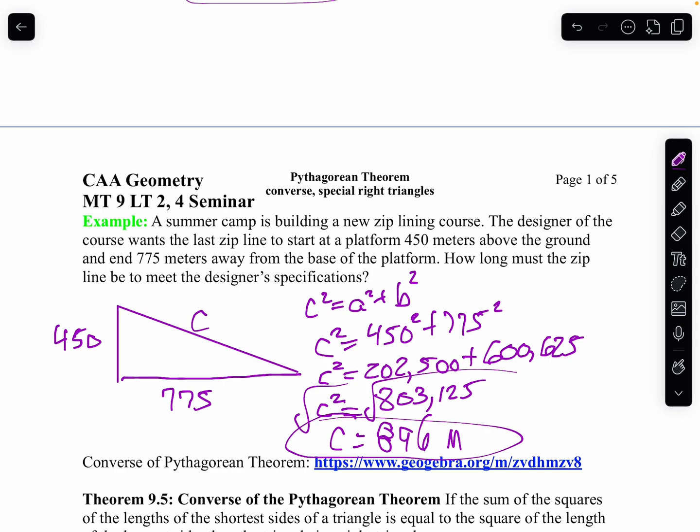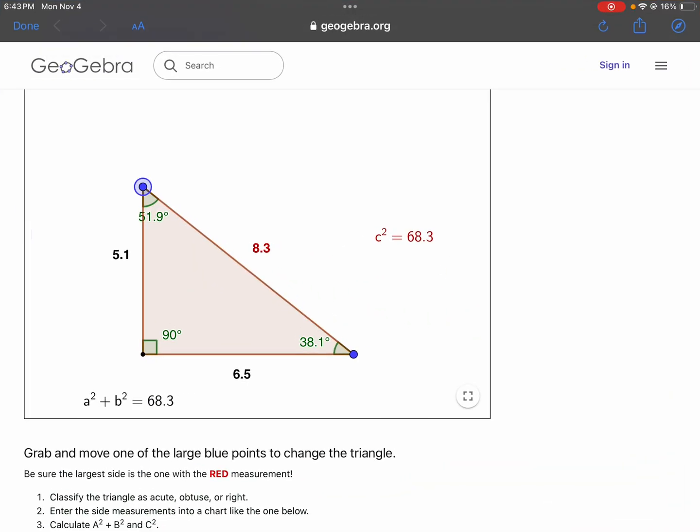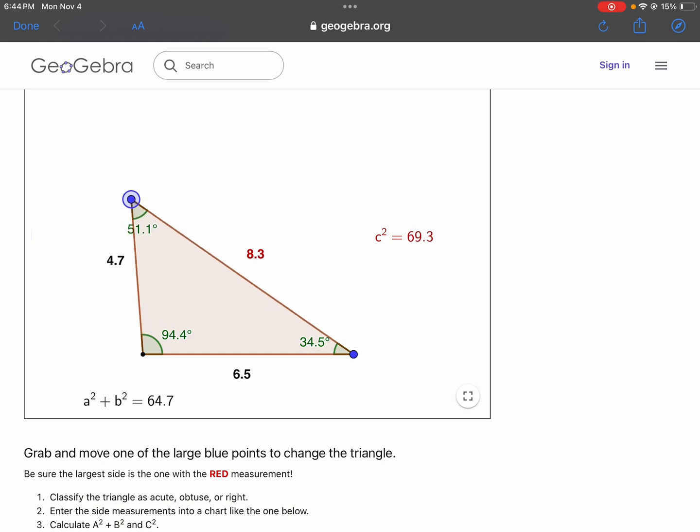Now we can look at the converse of the Pythagorean theorem. And the converse of the Pythagorean theorem says this. Hey, look, if I've got three sides where C squared equals A squared plus B squared, 68.3, A squared plus B squared is 68.3. It has to be a right triangle. What happens if I make C squared smaller? Notice 42.1 is less than 70.4. Notice all three angles are acute. And then if I make it bigger than 90, notice C squared is bigger. As long as you write C squared first, it's going to make sense. C squared is bigger, obtuse, C squared equal, right, C squared smaller, acute.